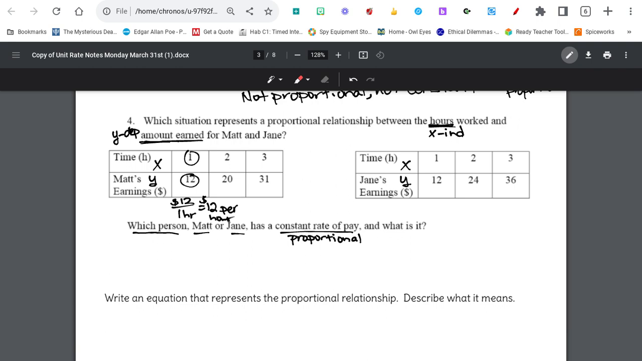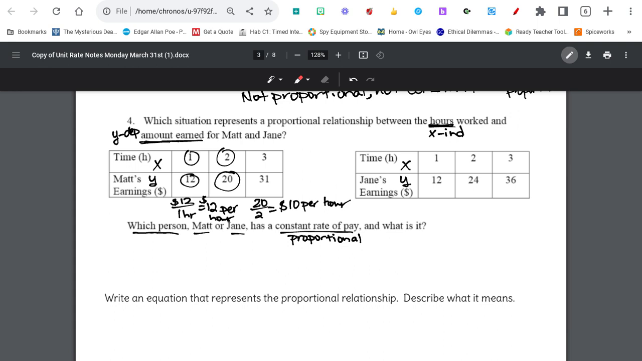Okay, let's take a look at the second Y. He made $20 in 2 hours. But you should know that 20 divided by 2 means he went from making $12 an hour to only $10 per hour. So I don't know what kind of job Matt has, but I think Matt has some problems. He needs to talk to his boss, because you can't go from paying me 12 to deciding you're going to pay me 10. I don't think that's right.